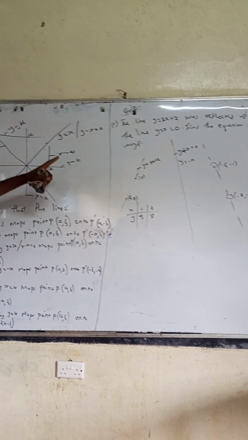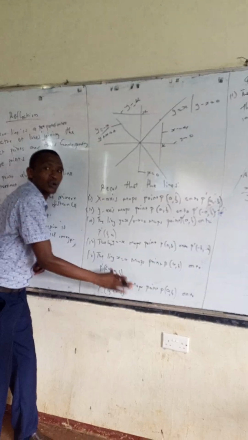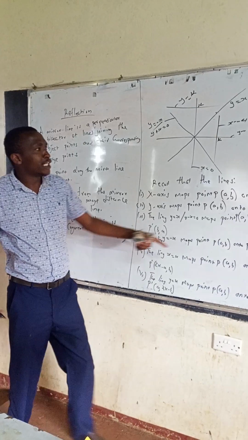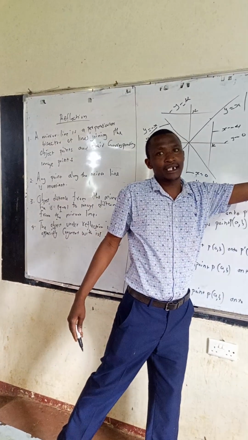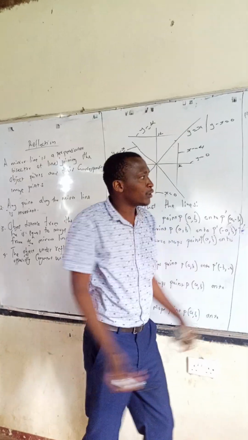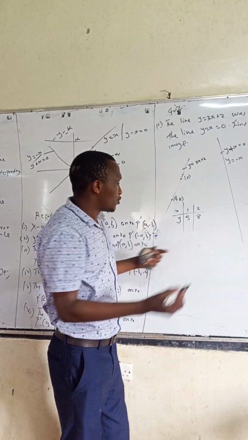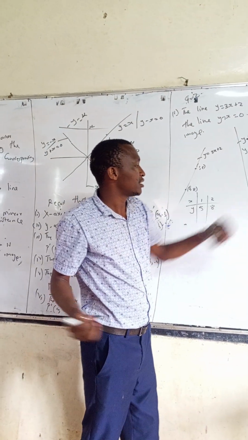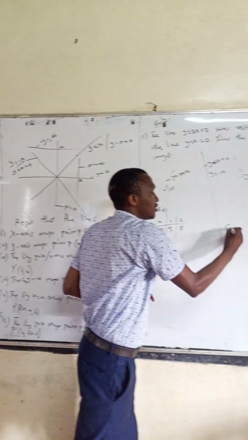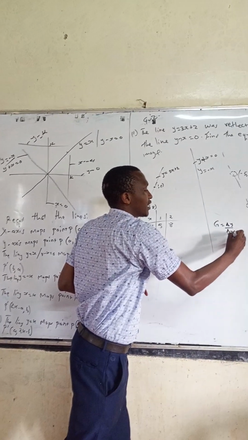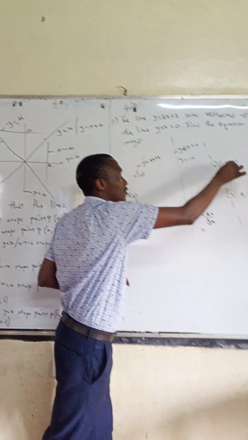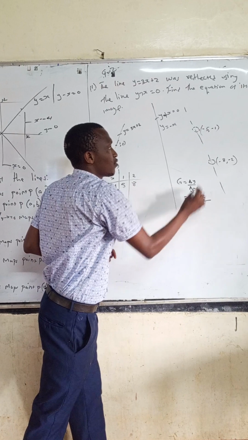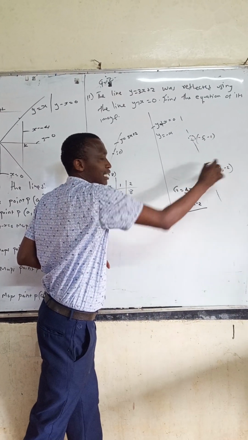Before you do any question concerning reflection, you must know all these concepts in your mind. That's why, since I know this line will map (A, B) into (-B, -A), I've done the same. So when you have the 2 points of the image and you want to find the equation, the first thing is we find the gradient of this line. The gradient is the change in y over change in x, which in this case is negative 1 minus negative 2 over negative 5 minus negative 8.